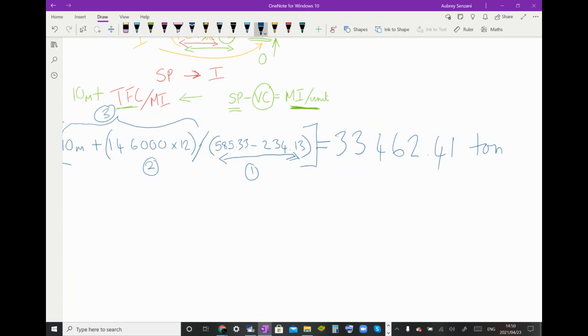Or actually, you could say units. It's units, because this is per unit, per unit, per unit. And again, we don't have 0.4 of a unit. So I would then round this off to 463.